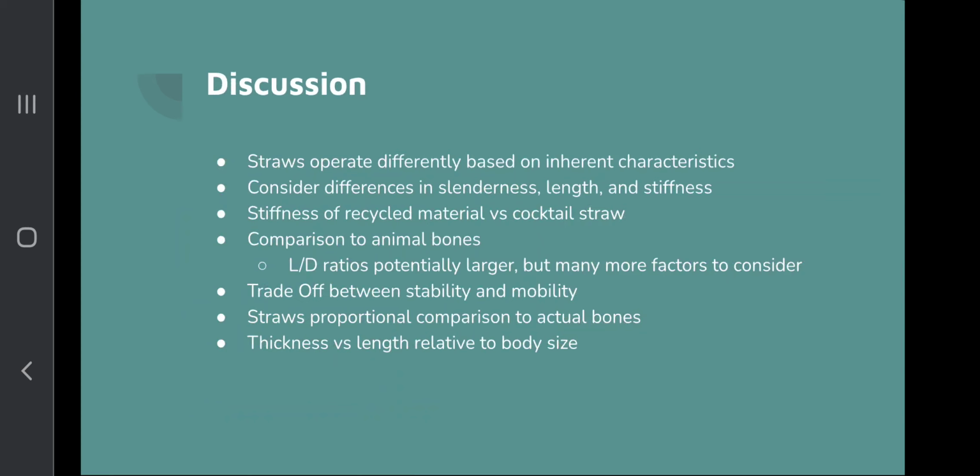When we look at this, we see that this trade-off shows that the more body mass you have to carry, the thicker your bones need to be, but you're also going to be moving less. Whereas if you need to be mobile, your bones are typically going to be less thick, but longer compared to your body size.